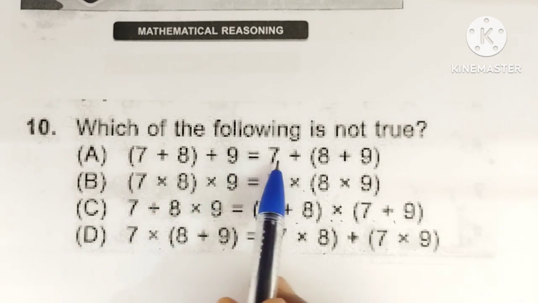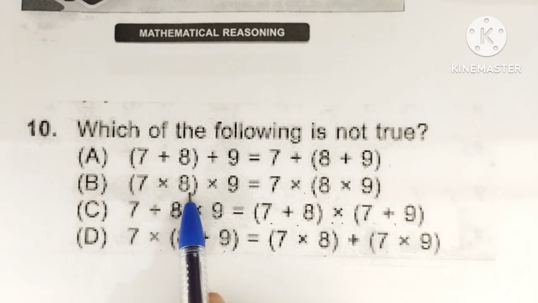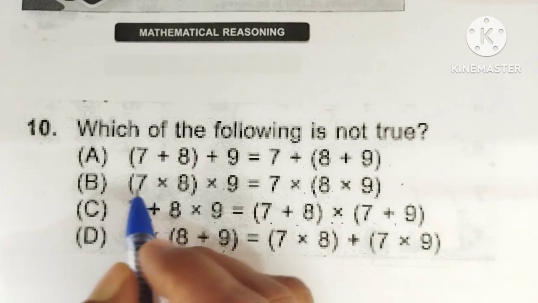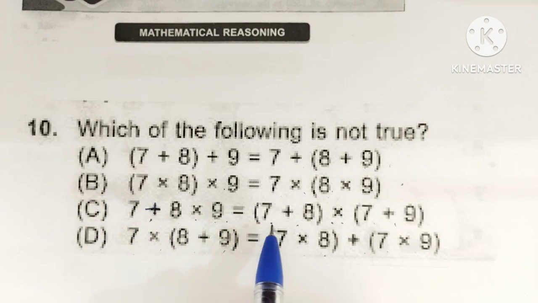Here A plus B plus C equal to A plus B plus C. This is true. And A cross B cross C equal to A cross B cross C. This is also true. And 7 plus 8 cross 9 equal to 7 plus 8 cross 7 plus 9. This is the wrong statement.